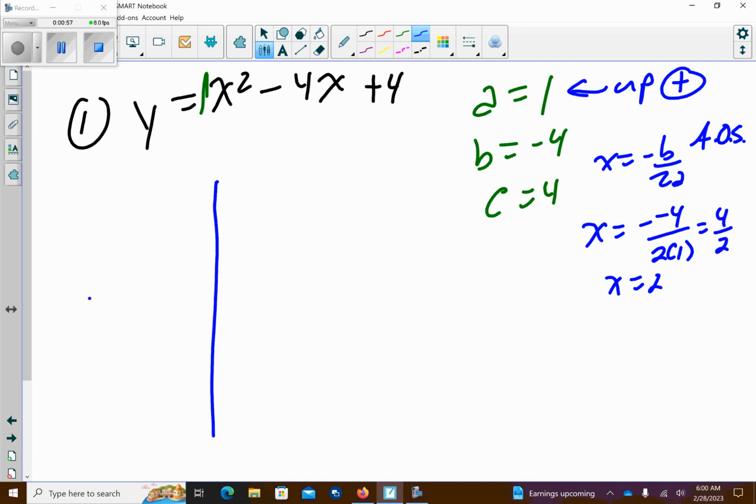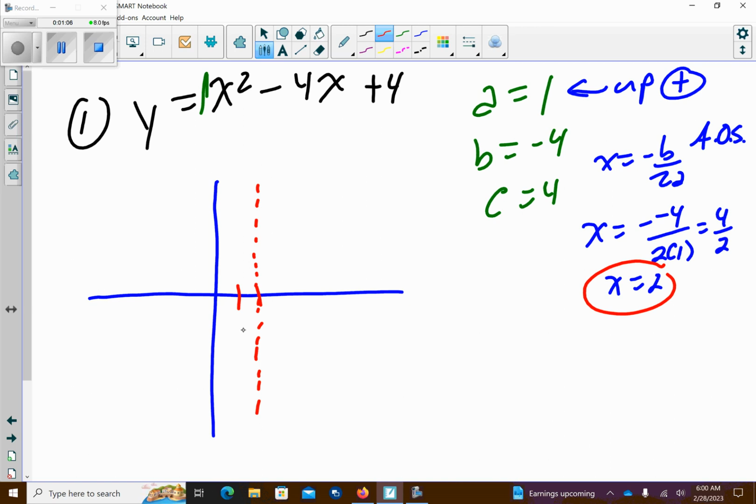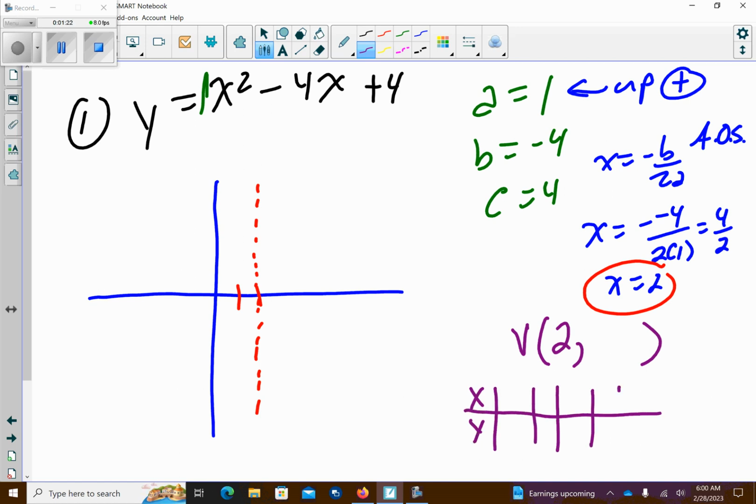We're trying to draw ourselves an xy axis. The axis of symmetry is 2, so over 2, this is our axis of symmetry. Our vertex lives somewhere on that line. So we know part of our vertex, we know we have 2, okay? And that's going to be in the middle of our grid that is listed on there. 1, 2, 3, 4, 5. So our vertex lives right here.